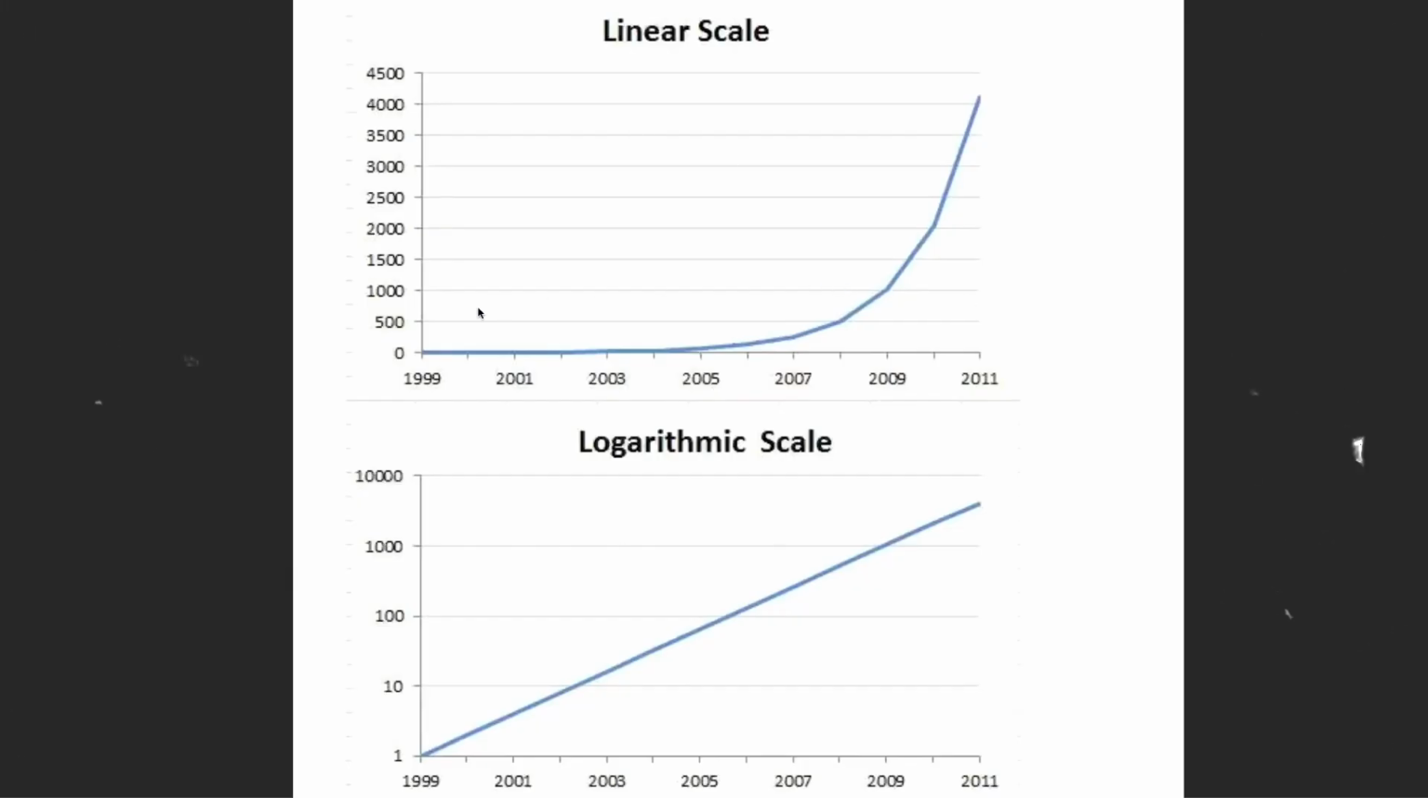A linear scale is when every value on the scale has the same distance apart. So if you go from 0 to 1000 to 2000, 3000, 4000, every value has the same distance on the y-axis and the x-axis. On the logarithmic scale, the x-axis remains the same, but on the y-axis you can see that the numbers increase exponentially, mostly by a factor of 10. So we have here 10 to the power of 1, 10 to the power of 2, 10 to the power of 3 and 10 to the power of 4. Now let's see how Bitcoin looks in these two scales.